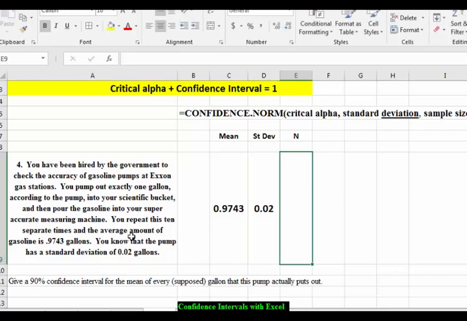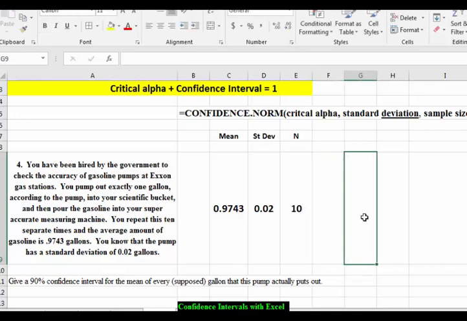And how many times did he do this? 10 times. So sample size is 10. Boom. So we're going to go ahead and I'm just going to pick a cell, any cell.